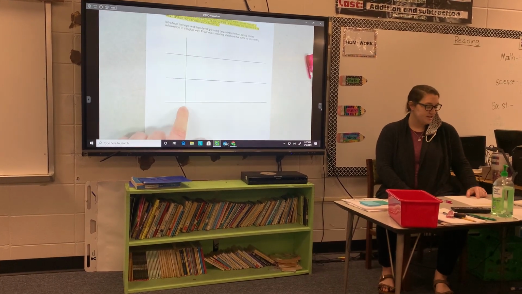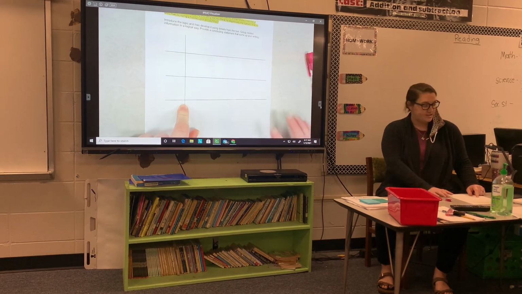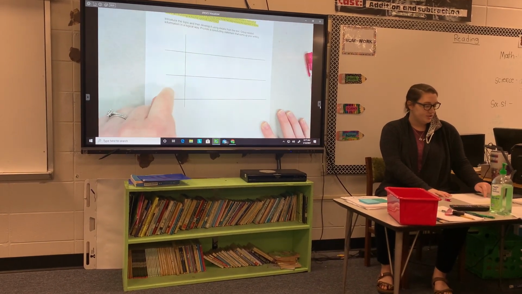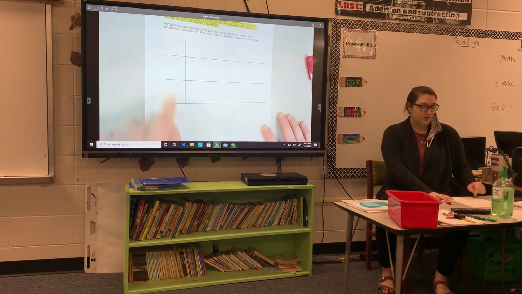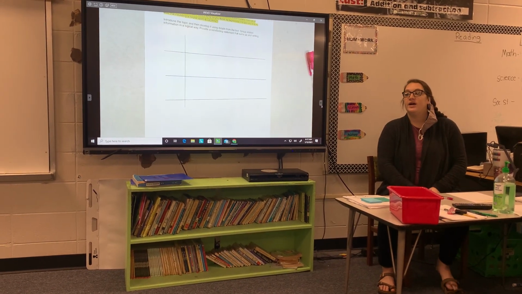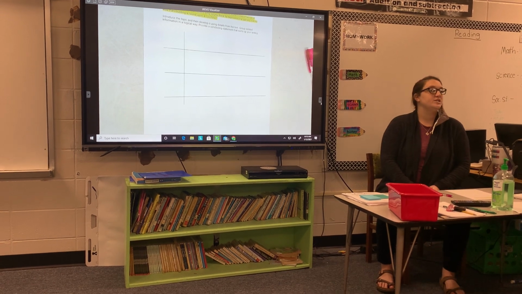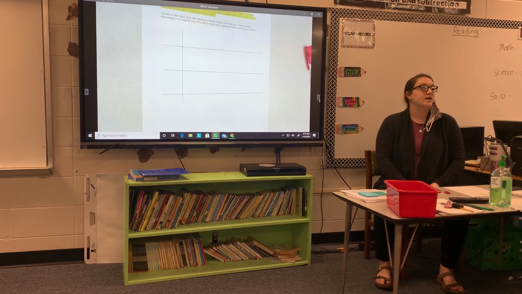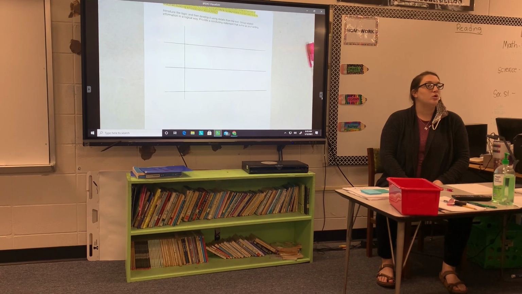And notice how this line, it's not in the middle, it's to the side, because we're gonna write in these 2 boxes over here, remember? We're gonna write in these boxes right here. So we need plenty of space to write, right? Okay, so everybody's got their chart drawn, right? Well, let's go through and quickly label our chart.